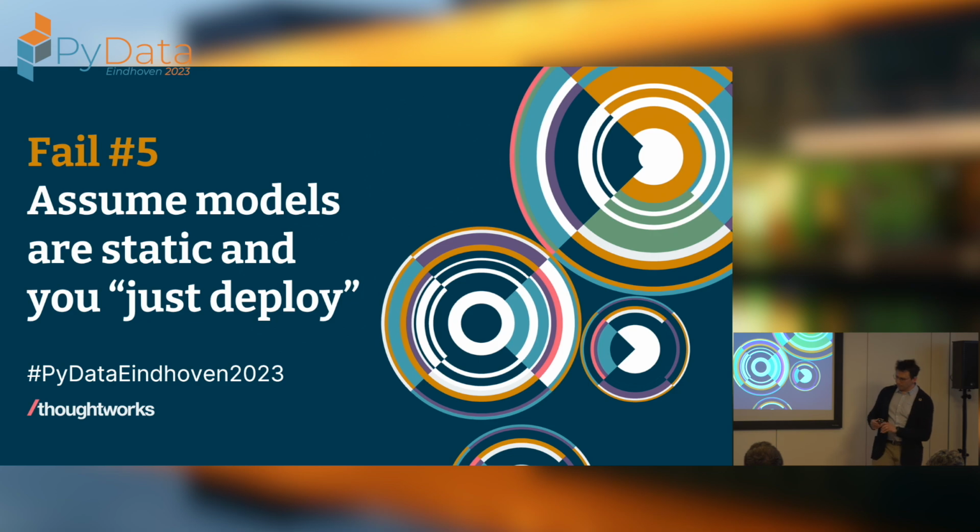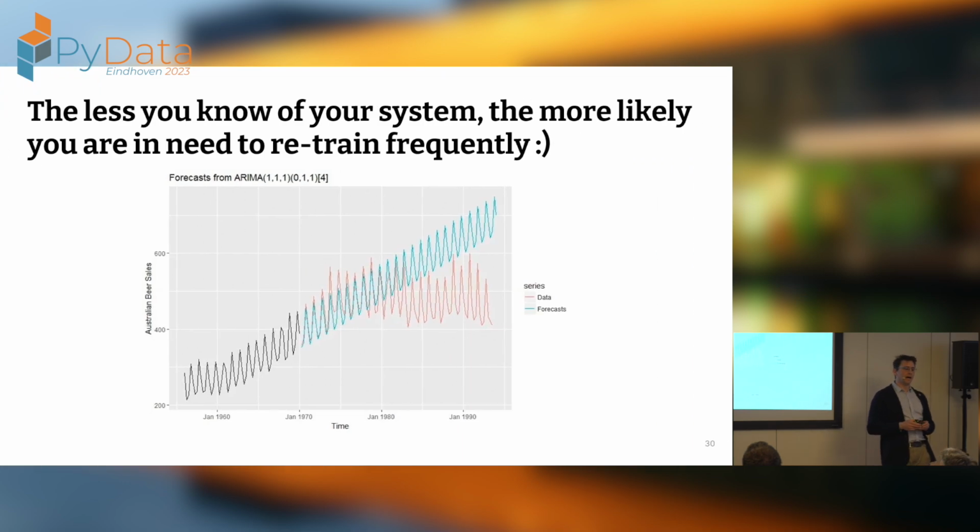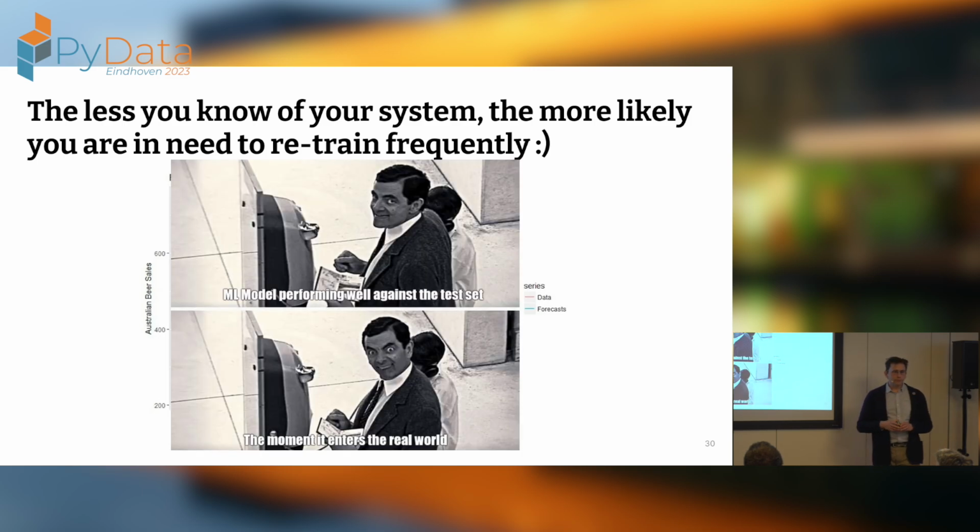Fail number 5, assuming that models are static and you can just deploy. You remember this example I had with the seasonal decomposition? Just imagine we're doing that in the beginning here, but something has truly changed. So our forecast shows that the beer consumption in Australia will go straight up. It totally didn't, because we just trained our model here at that snapshot, took a database download. You probably agree that's not a great idea.